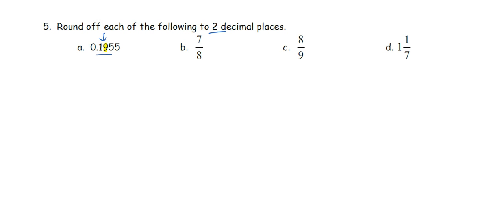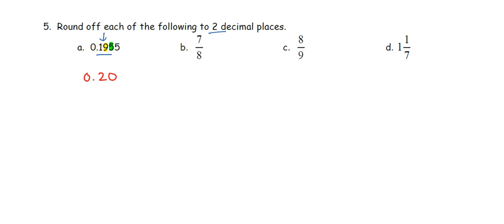So there's 9. I want to look at the number next to 9, and since the next number to 9 is a 5, anything greater or equal to 5 means I need to round up. So this will be 0.20 rounded to 2 decimal places.